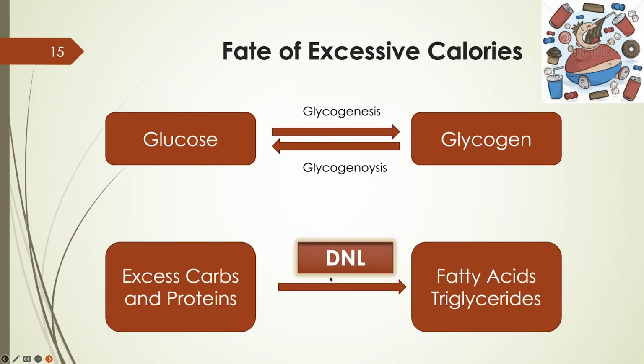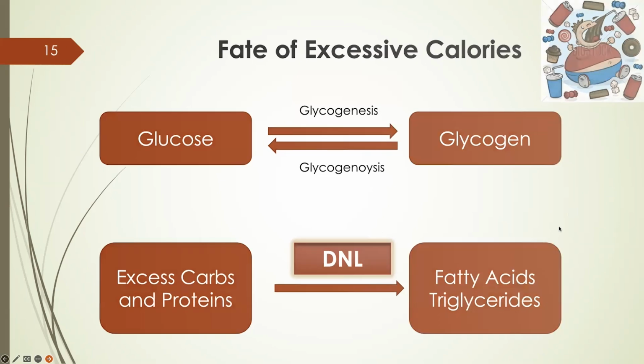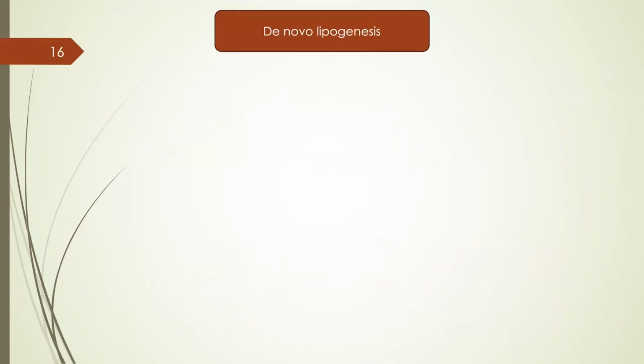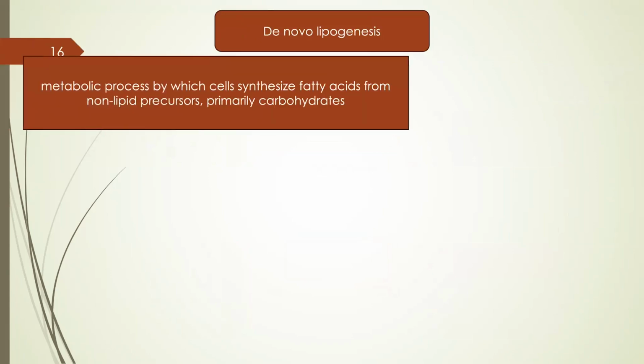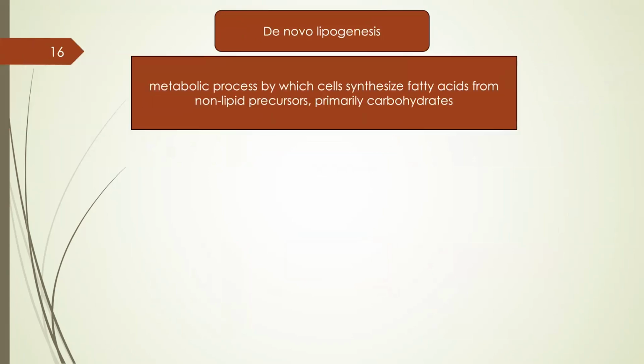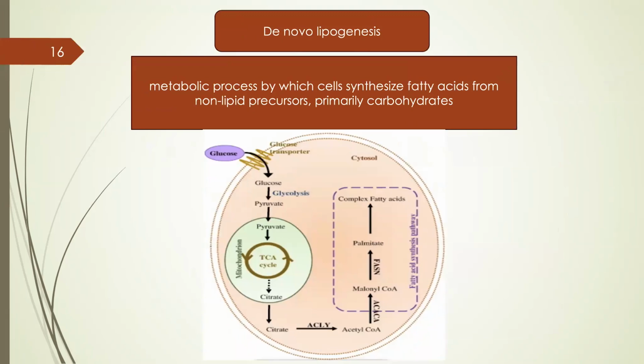But if you have taken in a lot of carbohydrates and proteins, there is a concept of de novo lipogenesis. That means these excessive carbohydrates which you have consumed can be stored in the form of fatty acids and triglycerides. This is a very important thing to understand, because glucose cannot be stored. If it has to be stored, it has to be stored in the form of lipids. Now, what is de novo lipogenesis? It's basically a process in which the incoming glucose goes into pyruvate. Pyruvate enters the Krebs cycle.